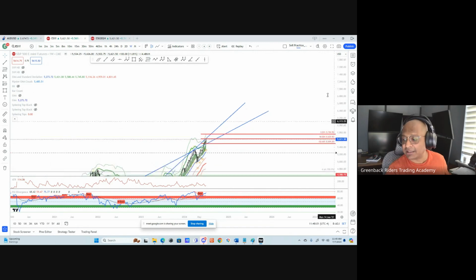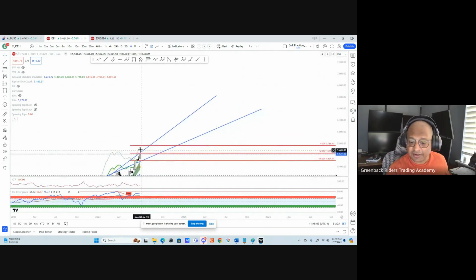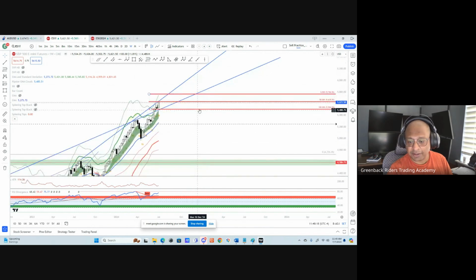to see where it can get stuck next. Now, if this 5650, 5655 area is taken out, we can easily come to 5700 and then 5766. On the monthly chart, we do have several other different areas where price can go and test on the top. There are multiple measured moves.